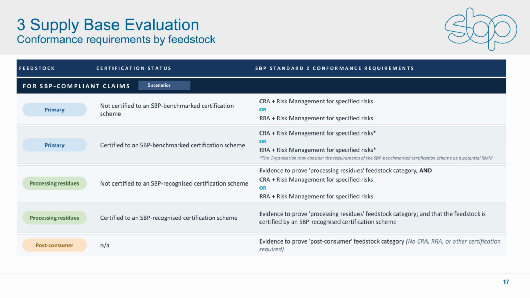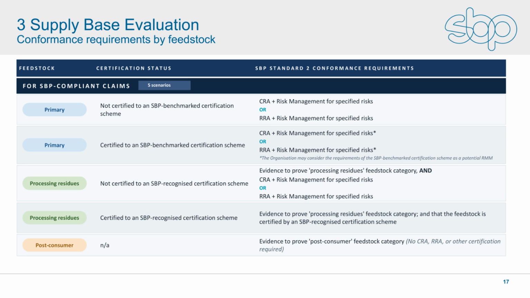Post-consumer feedstock. There is only one row here. Certification status does not create different routes for post-consumer material. The requirement is straightforward: evidence that the feedstock genuinely falls into the post-consumer category, in accordance with Annex 1. No CRA, RRA, or certification claim is required.